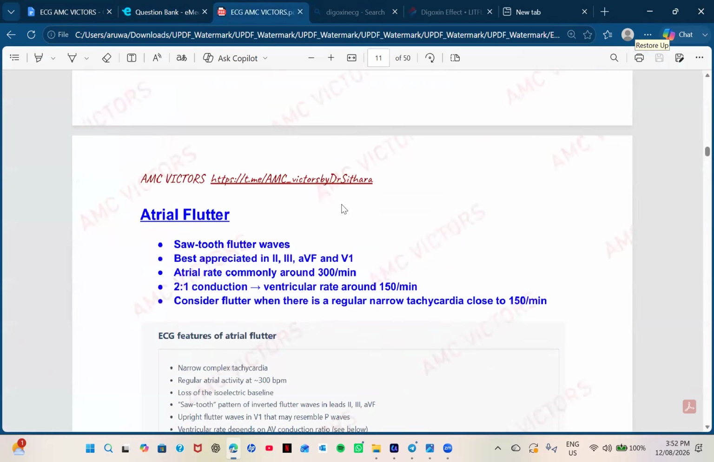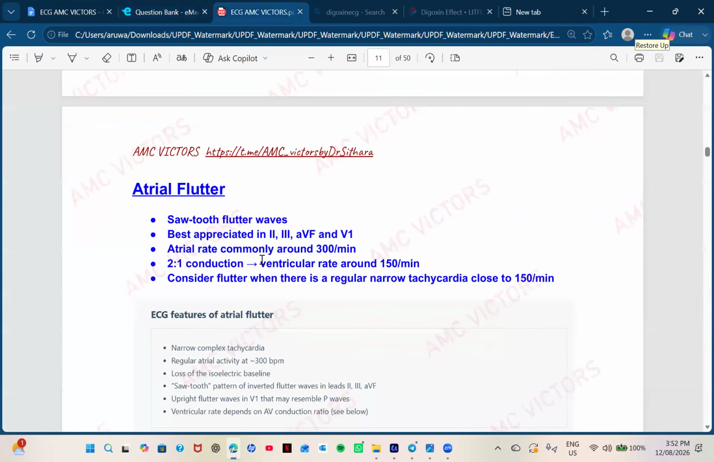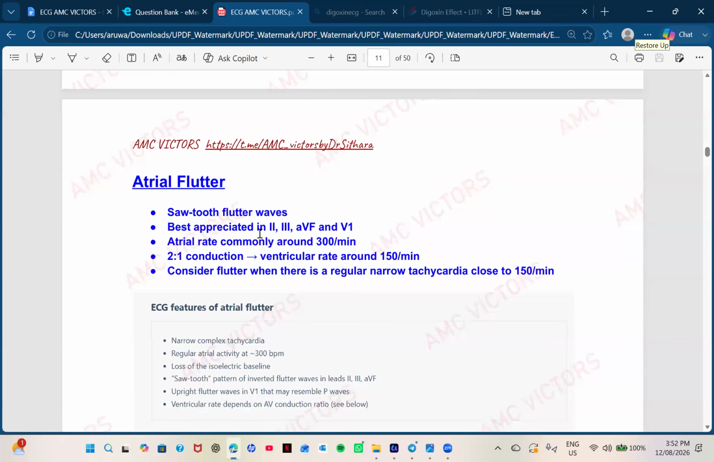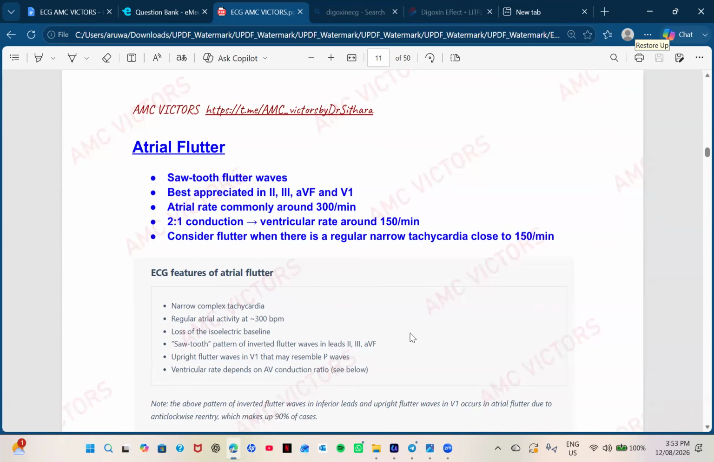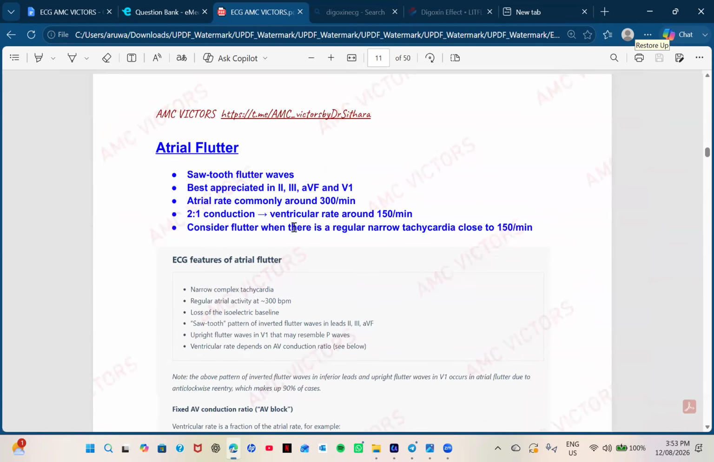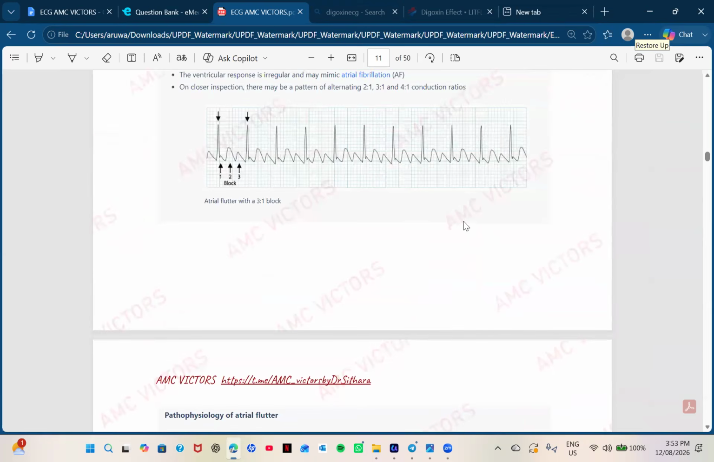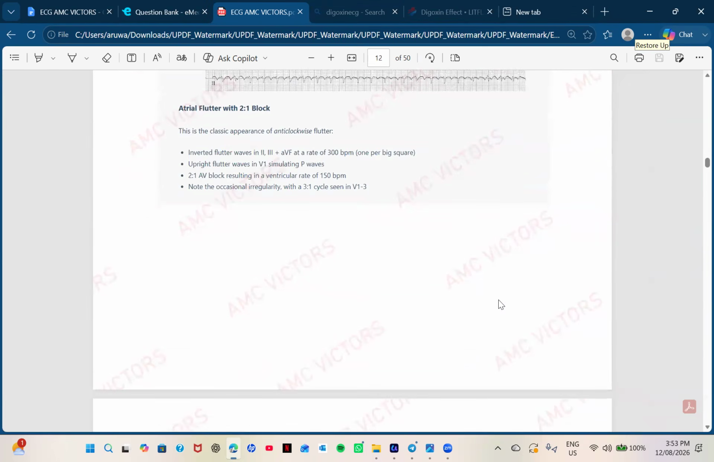Here, sawtooth flutter waves can be appreciated in leads 2, 3, aVF and V1. Atrial rates are commonly around 300 with 2 to 1 conduction. Here the ventricular rate is around 150. This is the way you can see the F waves and flutter.